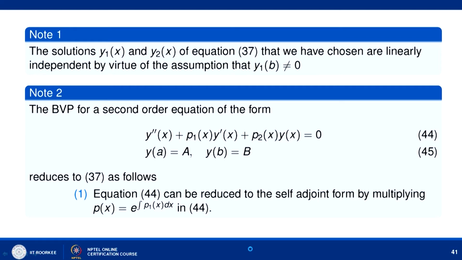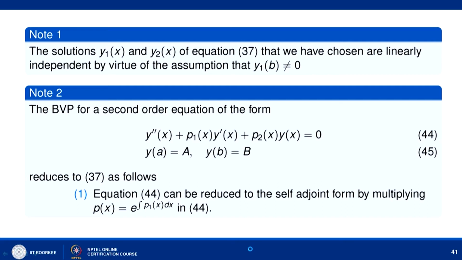Now, here are some remarks. The first remark is that the solutions y1 and y2 of equation 37 which we have chosen are linearly independent, because we have assumed that y1(b) is not equal to 0 and y2(b) is equal to 0. That we have already noted down. The second remark is that we have given the method of constructing the Green function for a self-adjoint equation, but if it is not self-adjoint, then we have already discussed how a given linear ordinary differential equation can be converted into a self-adjoint linear ordinary differential equation.